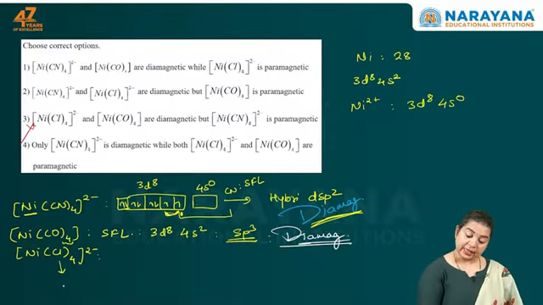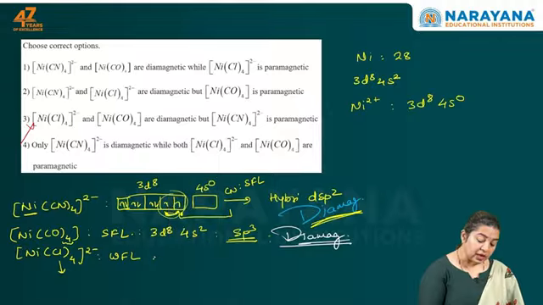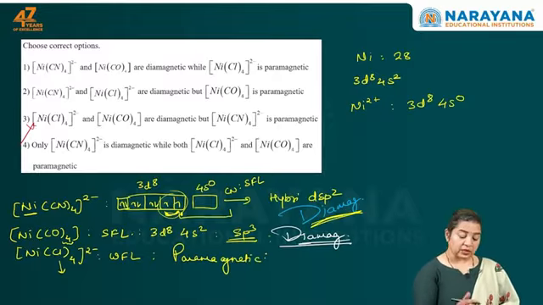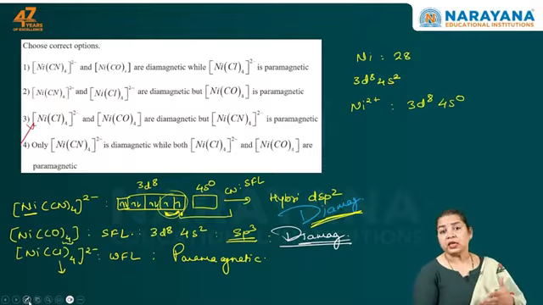Cl4 2 minus, nickel is in 2 plus. So, configuration is like that, but Cl is a weak field ligand. If Cl is weak field, these 2 electrons will remain unpaired, and if so, 2 electrons are remaining unpaired. So, this is going to be paramagnetic, correct?